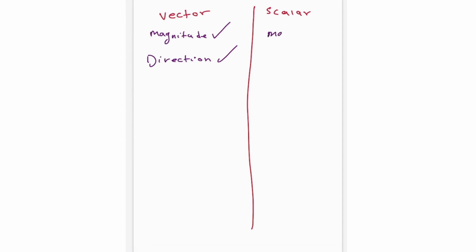So we have magnitude but we don't have direction. Let me give you an example. Displacement. Displacement has both magnitude and direction. For example, when I say I moved 2 kilometers, I moved 2 kilometers north. I am giving you a magnitude and I am giving you a direction. So I'm talking about a vector. So displacement is a vector.